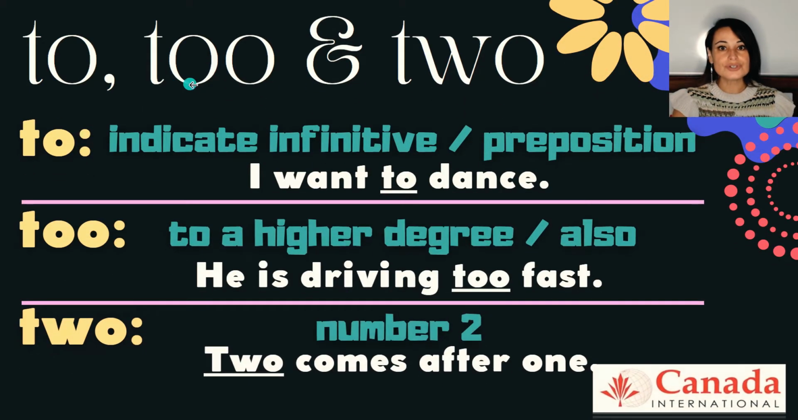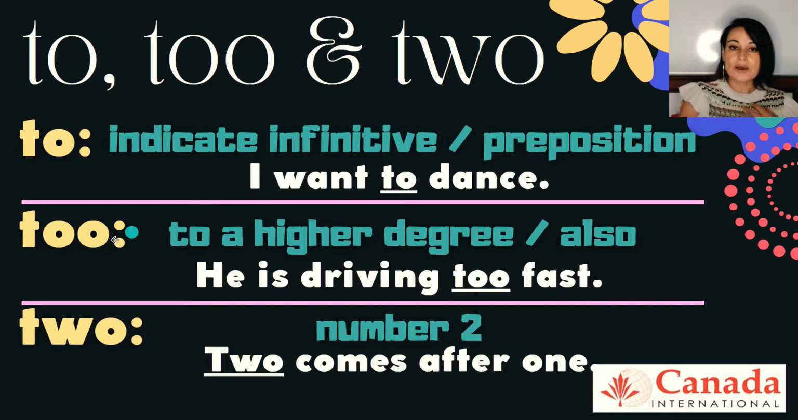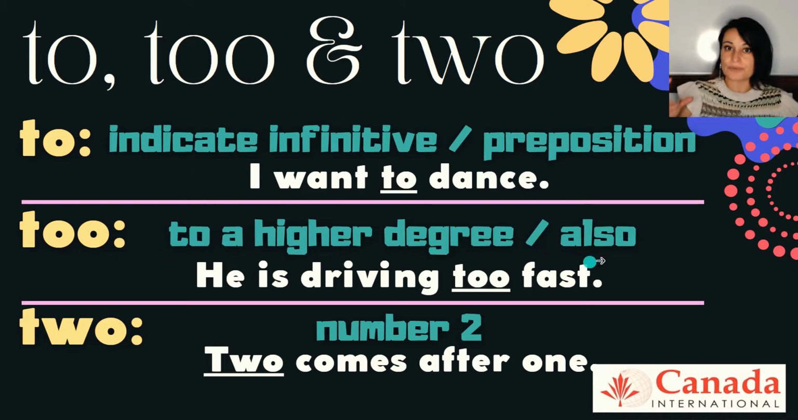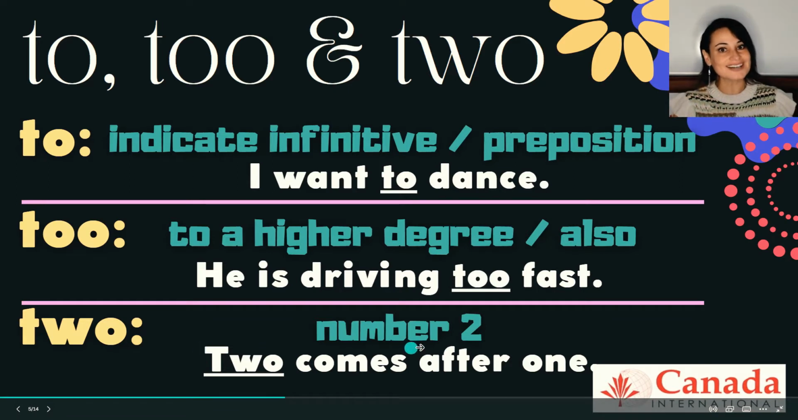Now to versus too. Okay, so the first to indicates infinitive, or it's also used as a preposition. For example, I want to dance. Too with two O's indicates a higher degree of something, and it also means also. Okay, so he is driving too fast. And two, T-W-O, is the number 2. So for example, we would say something like 2 comes after 1.